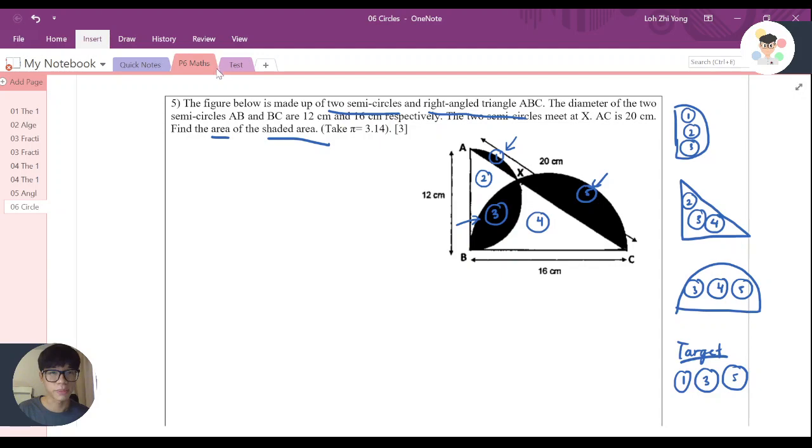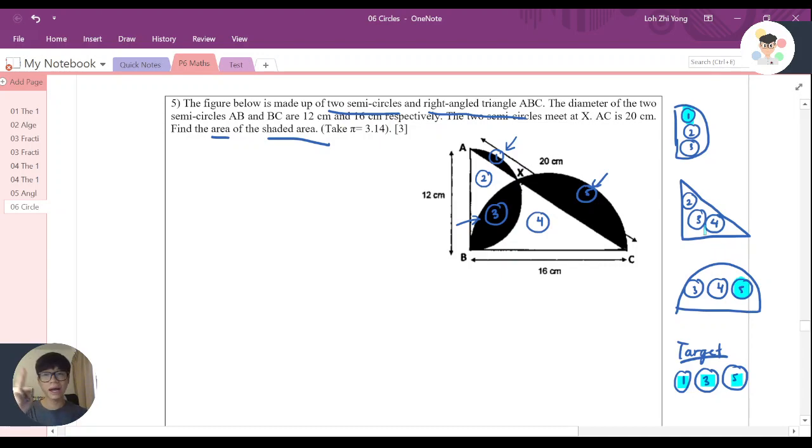Now, let's look here. Let me use a highlighter to highlight. My target is to look for 1, 3, and 5. Out of these 3 shapes, which one has 1? We know that only the first one has 1. Is that correct? Now, which one has 3? I can see that this one has 3, this one has 3, this one also has 3. So let's just ignore that first. Which one has 5? We know that this one has 5.